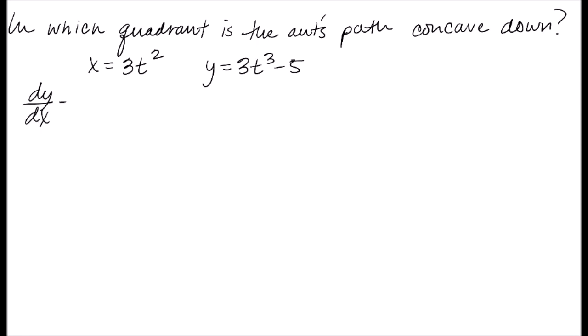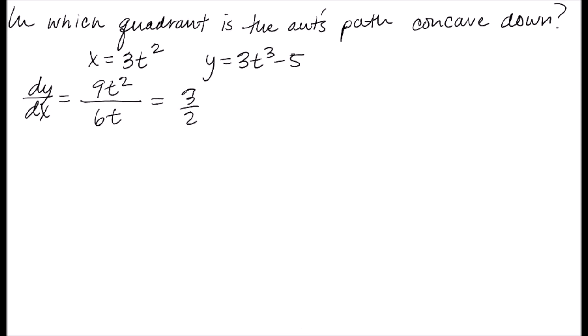Okay, dy/dx, we know dy/dx is the derivative of y divided by the derivative of x. So it's going to be 9t squared over 6t, which again is something I'm going to want to simplify. Now I promise it's not always going to work out to be 3/2 t.